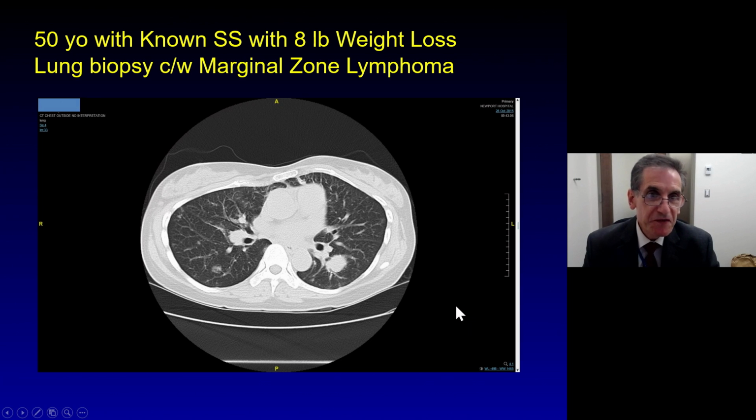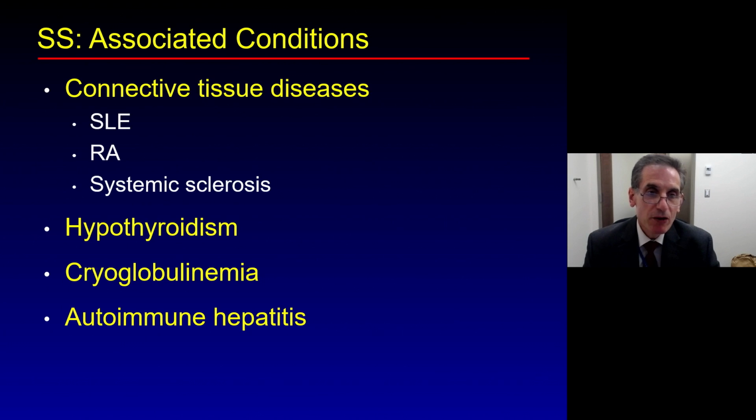Here's a patient who's 50 years old, known Sjogren's syndrome, Rho antibody positive, who developed an 8-pound weight loss and then had these multiple nodules in the lung. She had a lung biopsy done, which showed a marginal zone lymphoma. These patients may need treatment for these lymphomas and may respond to typical treatment for lymphoma, but a degree of suspicion has to be considered. If you see a patient with Sjogren's who's losing weight or has fevers, you need to be concerned for the possibility that they are developing secondarily a lymphoma.